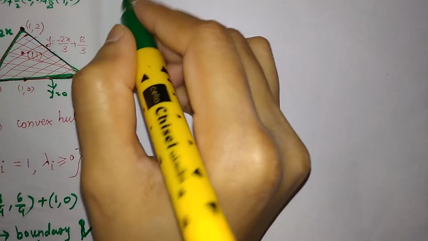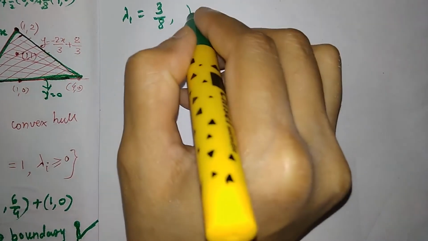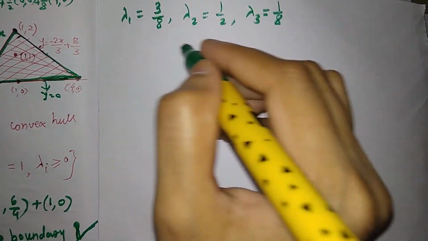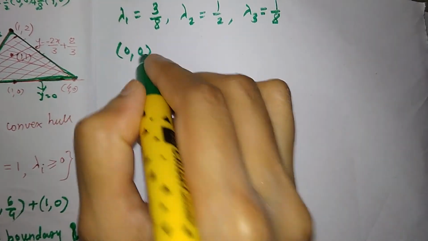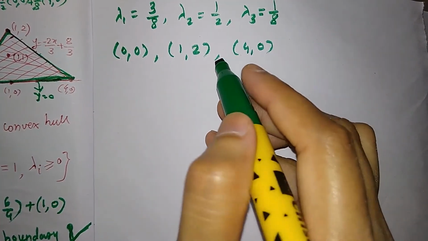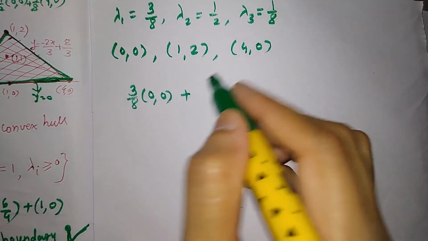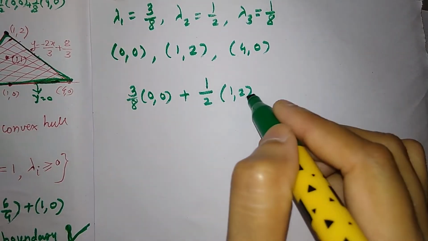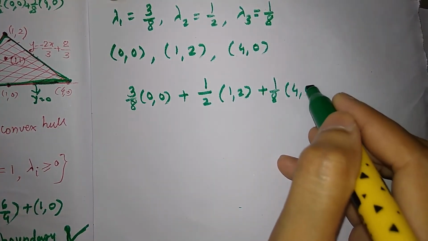Now you can just see that when you take the second option with this lambda 1 is equal to 3 by 8, lambda 2 is equal to 1 by 2 and lambda 3 is equal to 1 by 8, and you take the boundary points, which are just 0, 0, 1, 2 and 4, 0, and take the linear combination of this. So it gives us 3 by 8 into 0, 0 plus, sorry, these are extreme points, and then this is 1 by 2 into this point 1 comma 2 plus 1 by 8 lambda 3 into the last extreme point which is 4, 0.